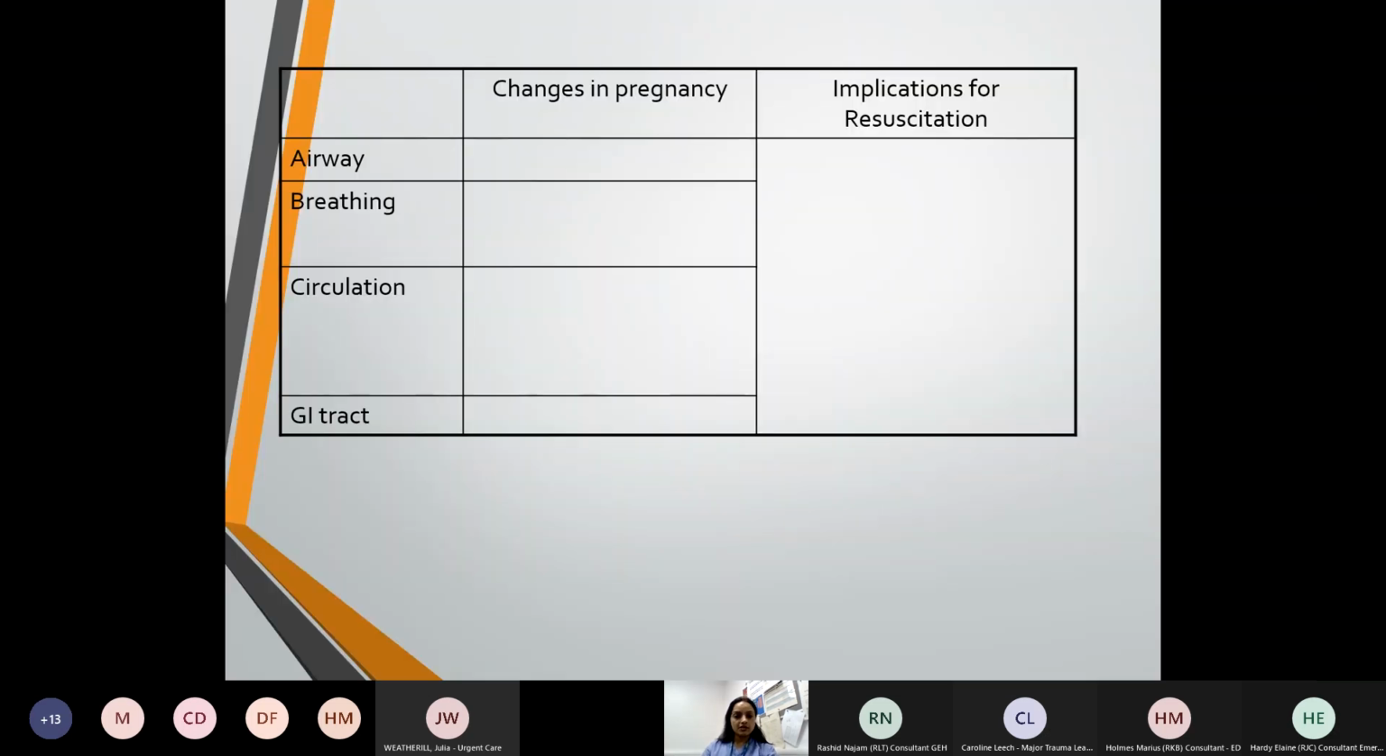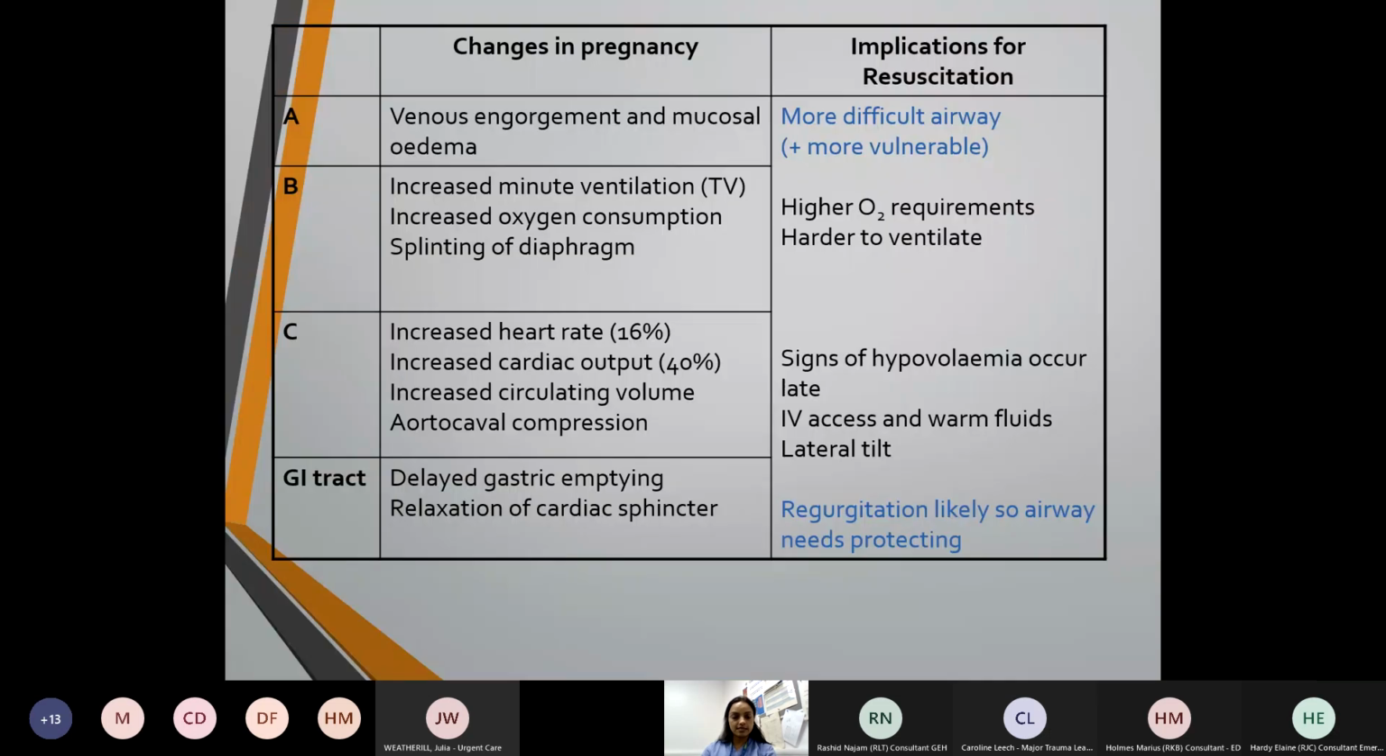If I was to teach my trainees, I would just put this slide up and let my trainees talk me through what changes they know of that happen with regards to airway, breathing, and circulation, and also the GI tract. It is relevant because all of these will have implications for resuscitation. So for the purpose of this talk, I will just move on to the next slide, where I have put in a few salient changes that we should be aware of.